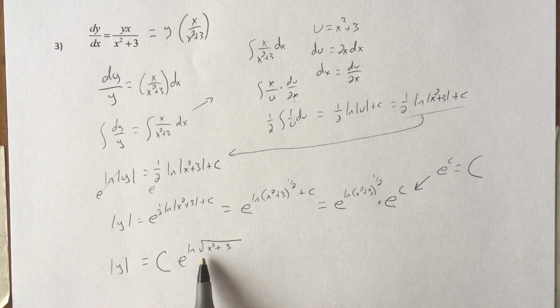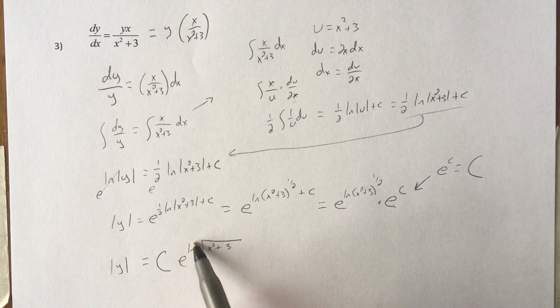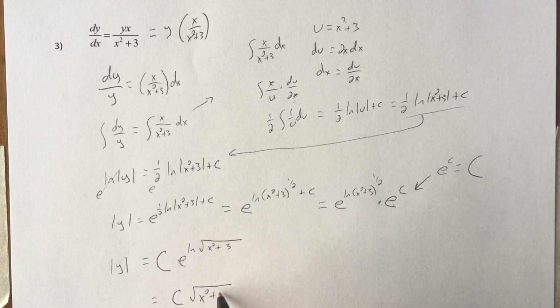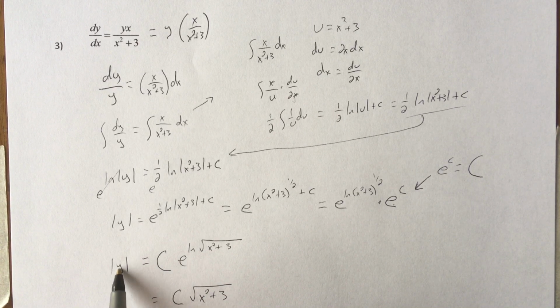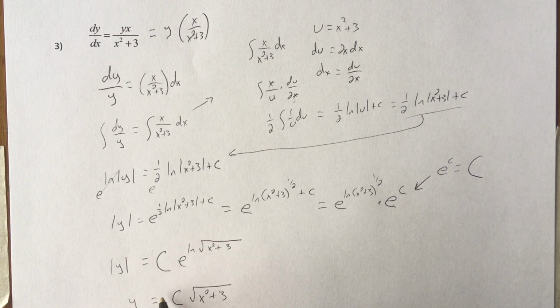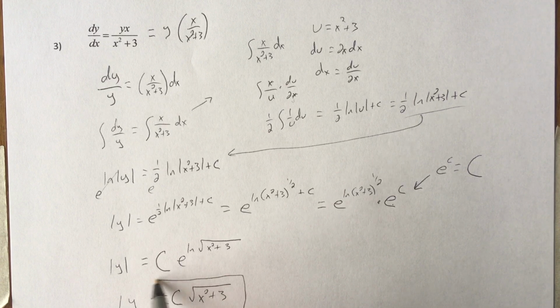Now, at that point, you should notice that we have e to the natural log, so that means we can cancel that, and we're actually going to get C times the square root of x squared plus 3. It simplifies all the way to something as simple as that. And then the last thing to do is, since we have absolute value of y, let's just put a plus or minus. And that would be the simplest form of that.